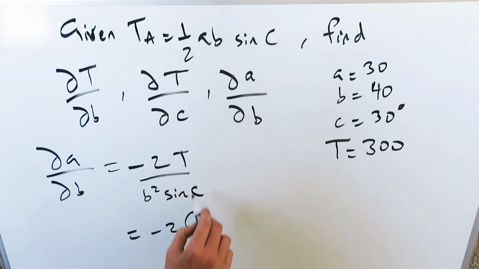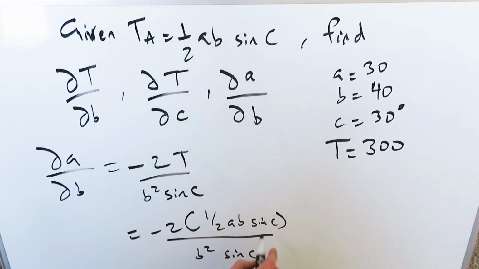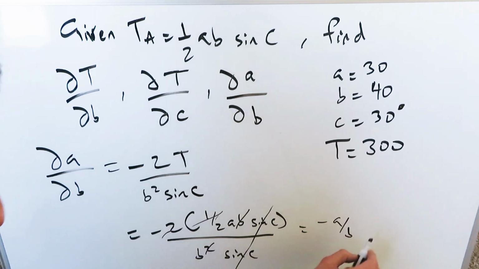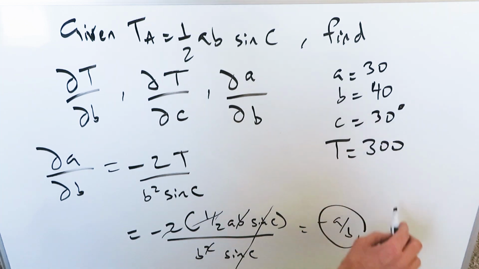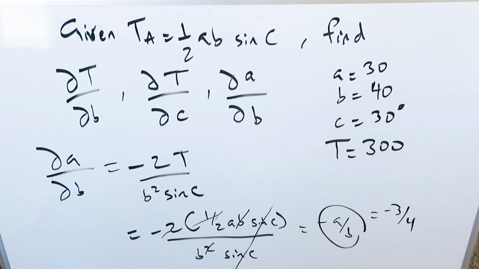I have minus 2 times the formula for t, which is half ab sine c divided by b squared sine c. You'll see the sine c will cancel out. This b will cancel out with this. You'll be left here with the 1 or 2 cancelling out. You'll be left here with a minus a over b. You can do this minus a over b and just plug in your values, and you have a minus 3 over 4, minus 30 over 40, minus 3 over 4.